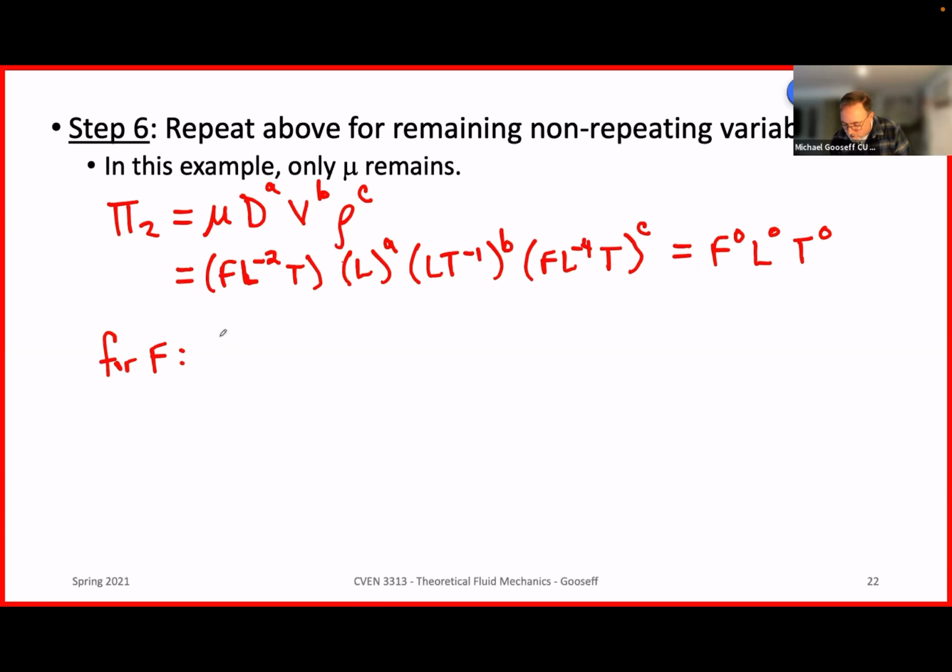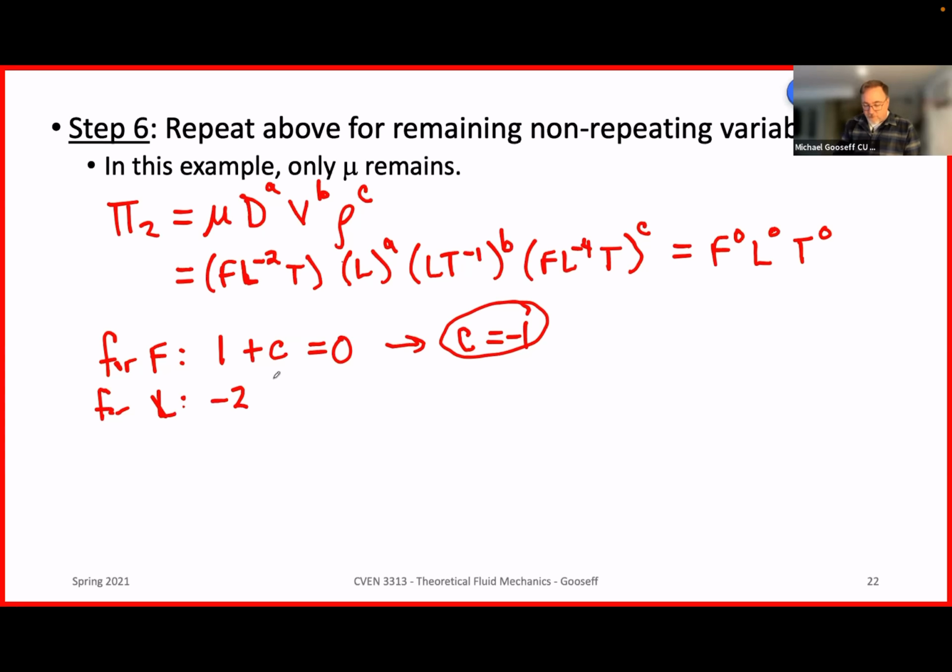For length, we end up with what? A minus 2 here. And so we're just working with all of our exponents. Minus 2, we have plus A, we have plus B, and then we have a minus 4C equal to 0. Again, we don't have enough information to solve that, so we don't know what A and B are just yet.